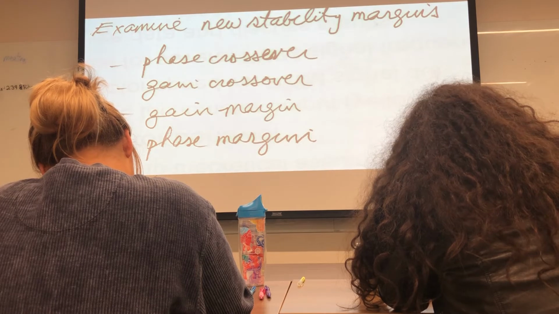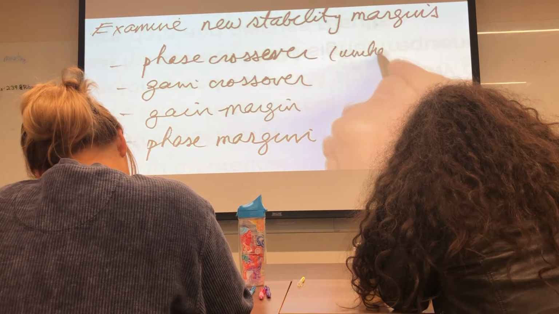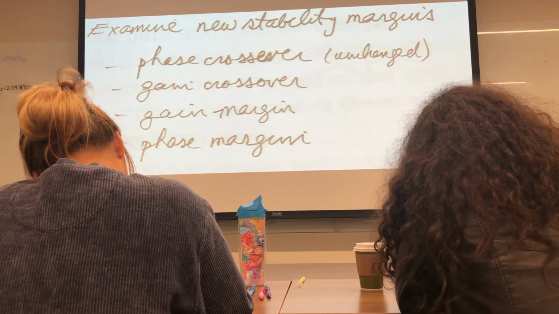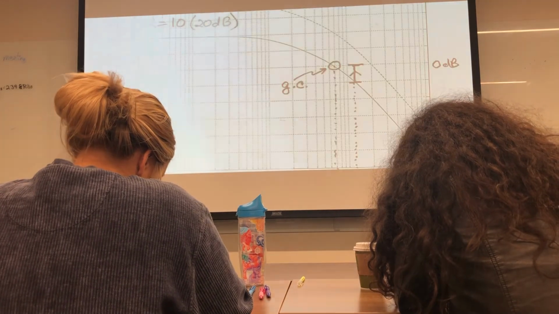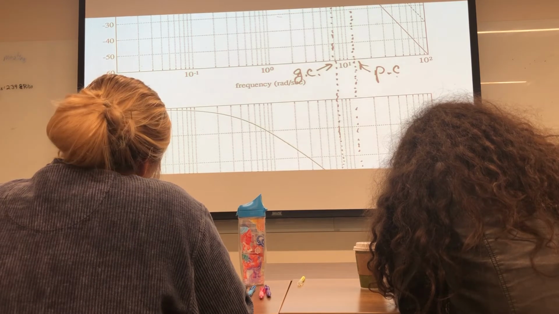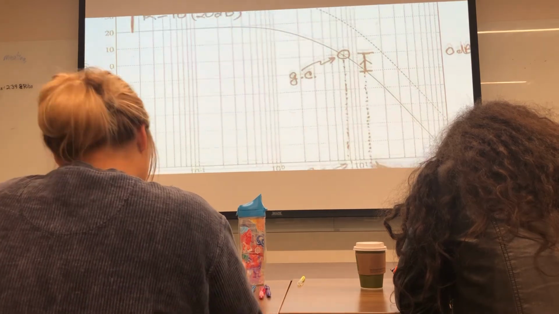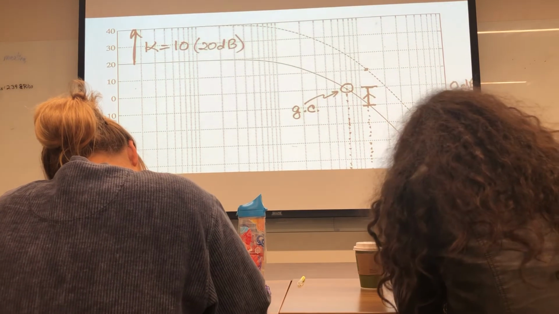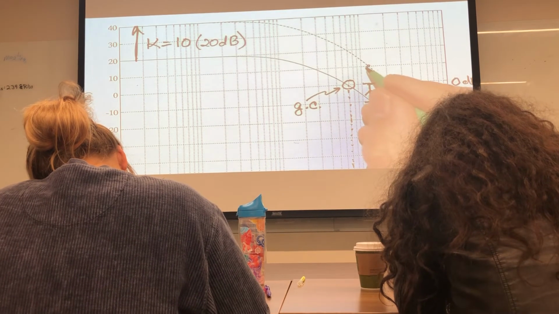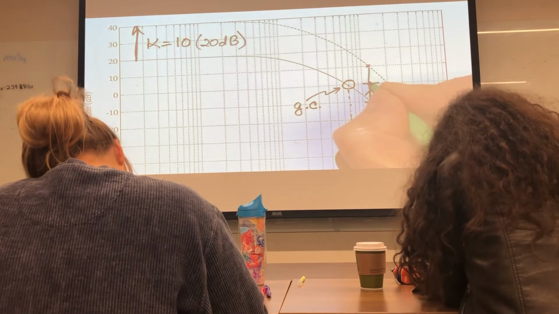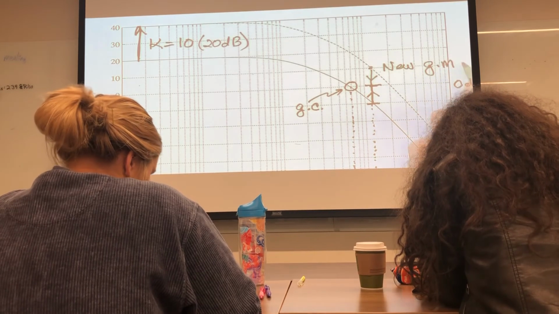Okay, what is the phase crossover? Well, since we didn't change the phase, it's unchanged. The phase curve didn't change. So the phase crossover is still here. However, the gain margin is now changed. Because I extend this line up, I go all the way up to the gain, and now I draw a line from the current gain to 0 dB. And so now this is the new gain margin.